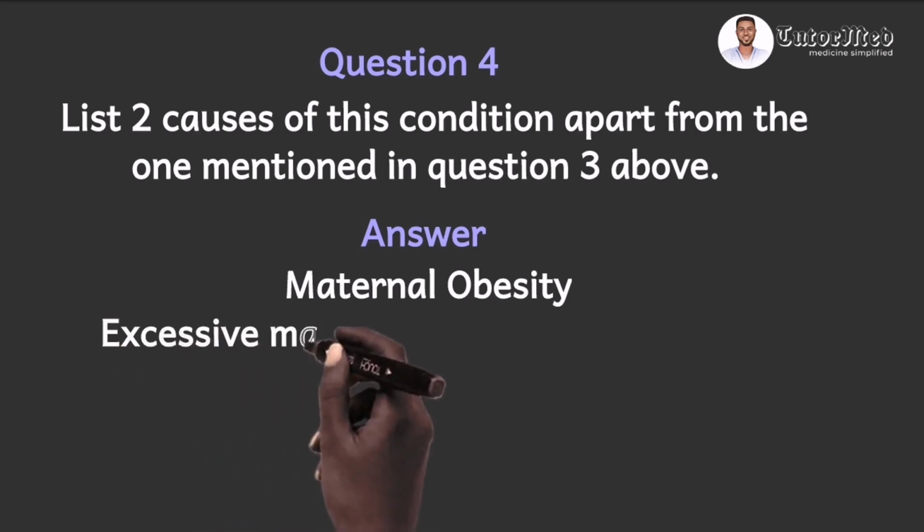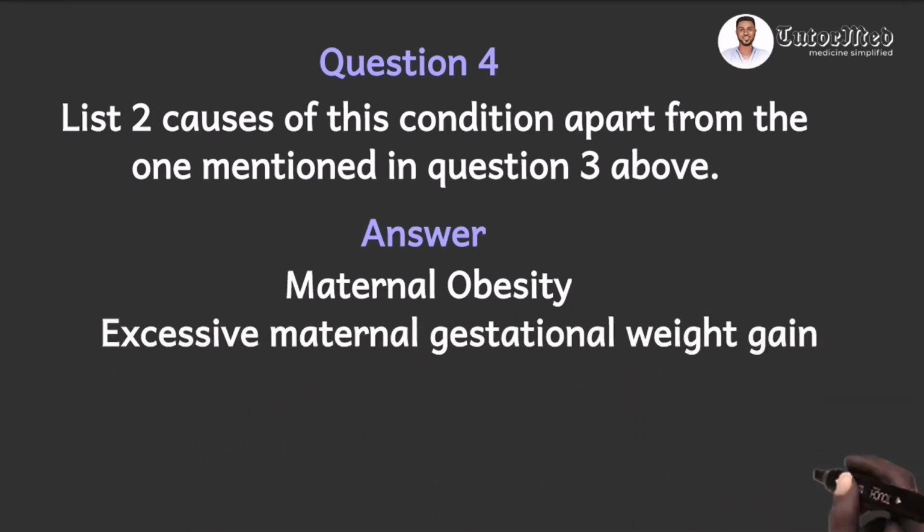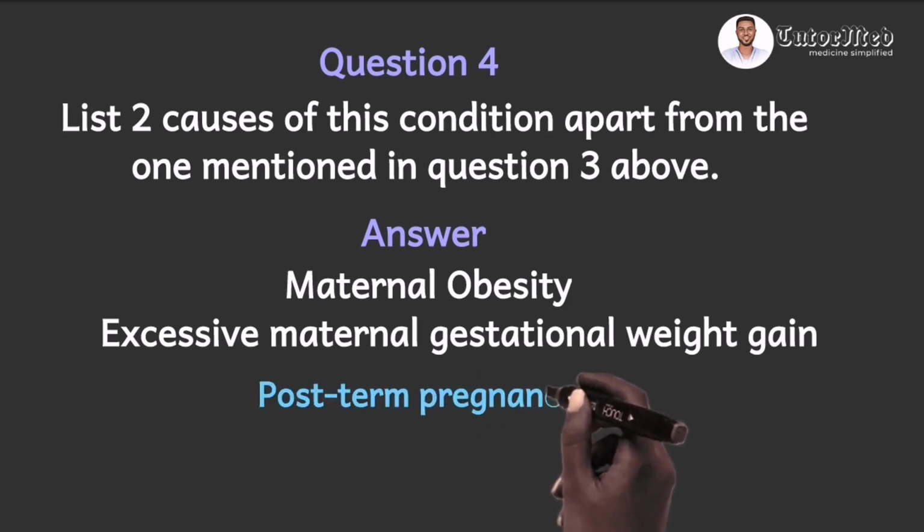And then we have excessive maternal gestational weight gain. So she wasn't obese pre-gestation, but during the pregnancy, she started gaining excessive weight. That is also a predisposing factor. Then we can have post-term pregnancy. If the pregnancy is post-term, it can also cause macrosomia.